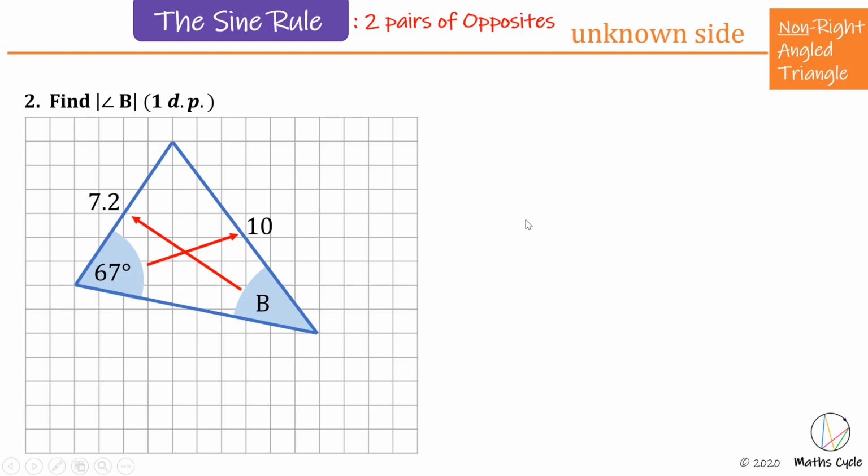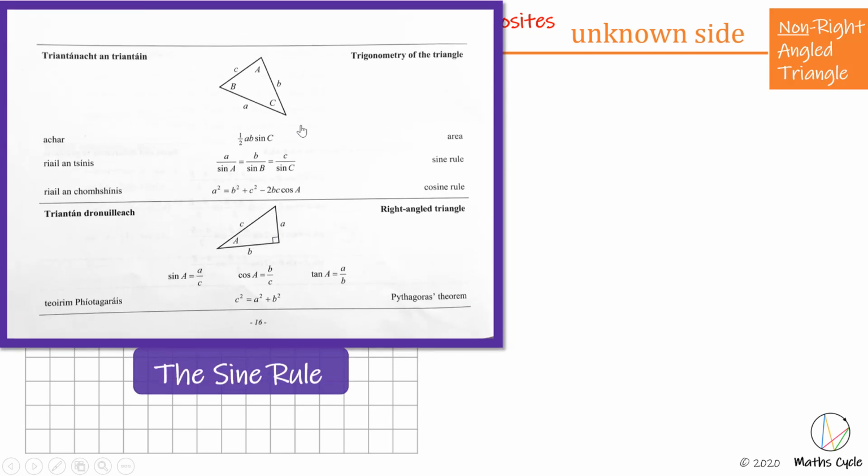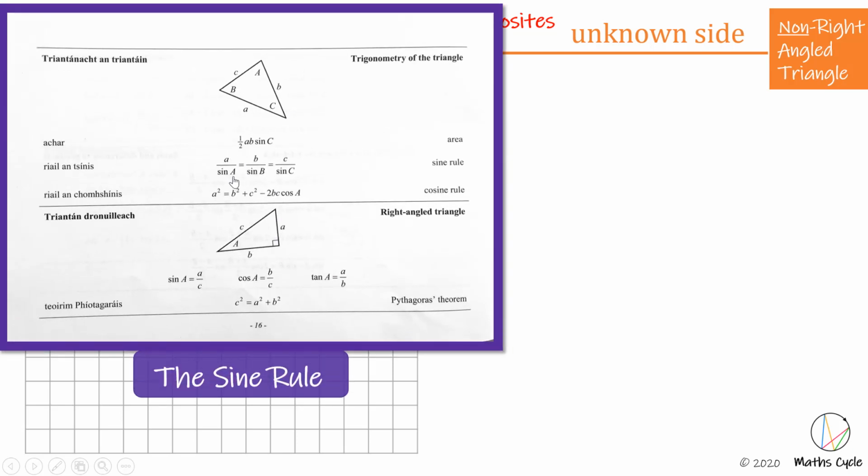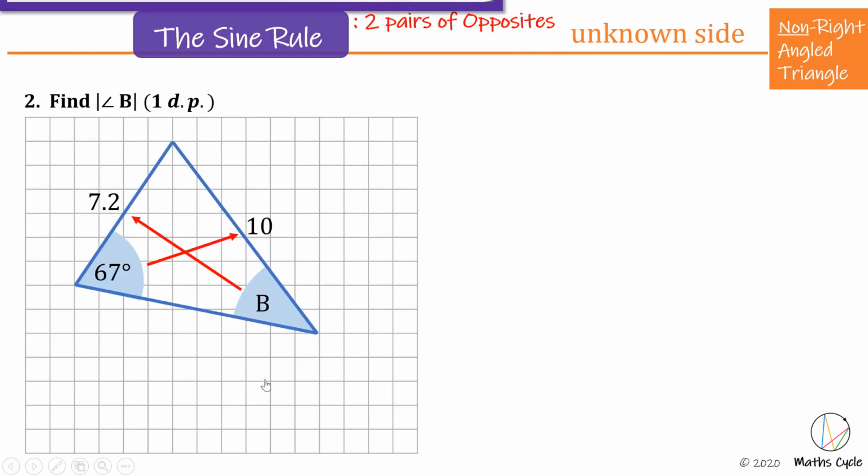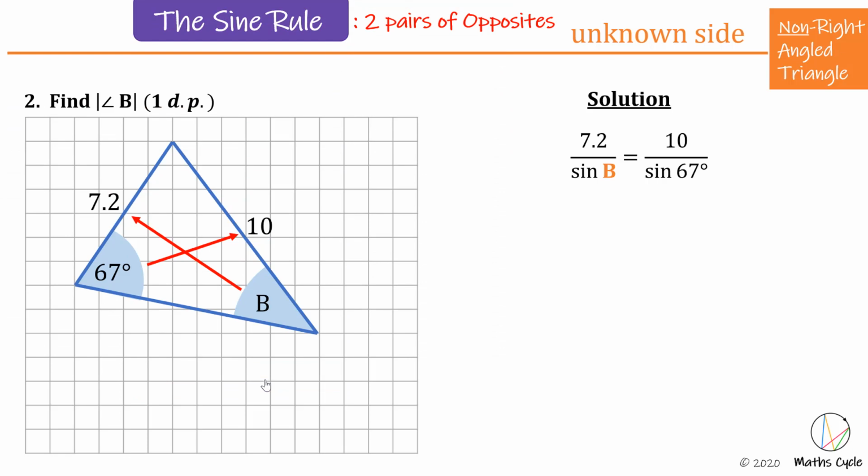So go to your log tables and find the sine rule. So the sine rule is on page 16 of the logs, and it tells us that a side over the sine of an angle equals a side over the sine of an angle. So we use that to build our solution. So we have 7.2 over the sine of B equals 10 over the sine of 67 degrees. We have one ratio equal to another ratio, so we can cross multiply. So that's 10 multiplied by the sine of B equals 7.2 multiplied by the sine of 67. Then we're going to use our balancing method to do the rest of the solution.